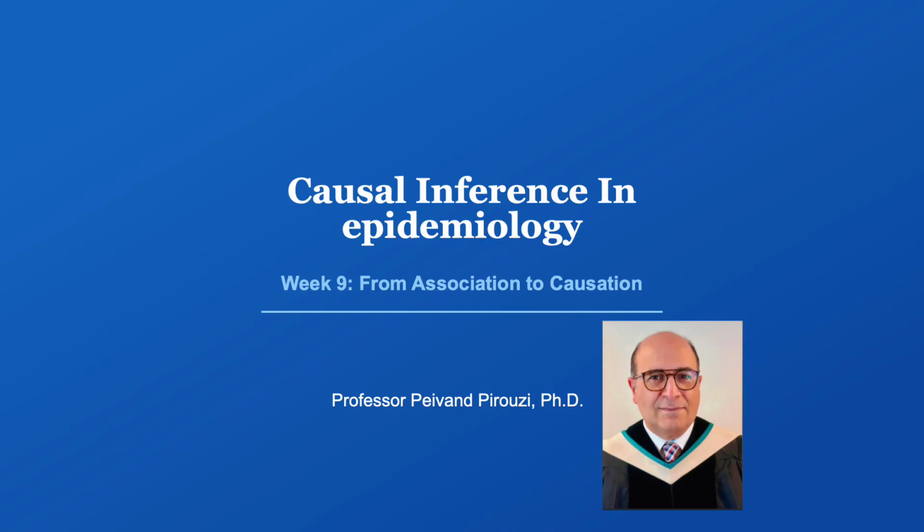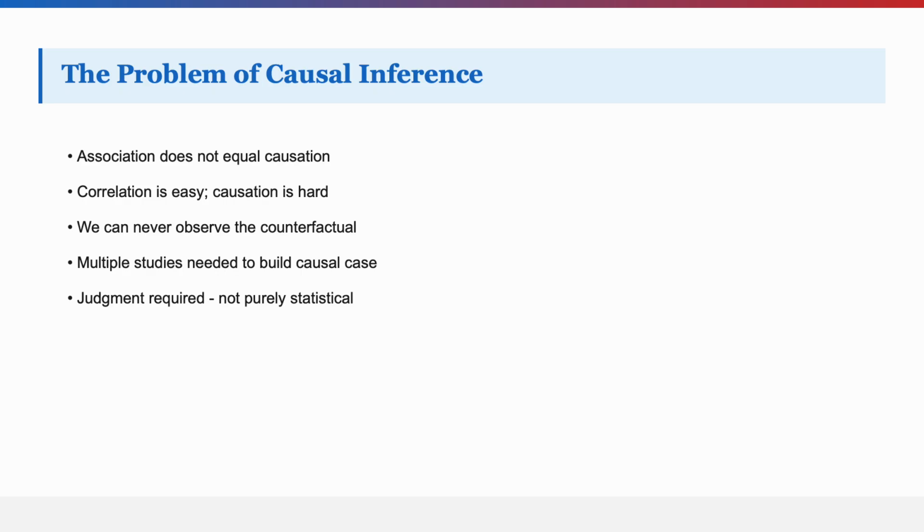Proving causation with absolute certainty is impossible. We can always imagine an unmeasured confounder or unknown bias. Yet we make causal judgments constantly in medicine and public health. The frameworks we'll discuss today help us reason systematically about causation, weighing evidence across multiple dimensions rather than relying on any single study. Let's start with why causal inference is difficult.